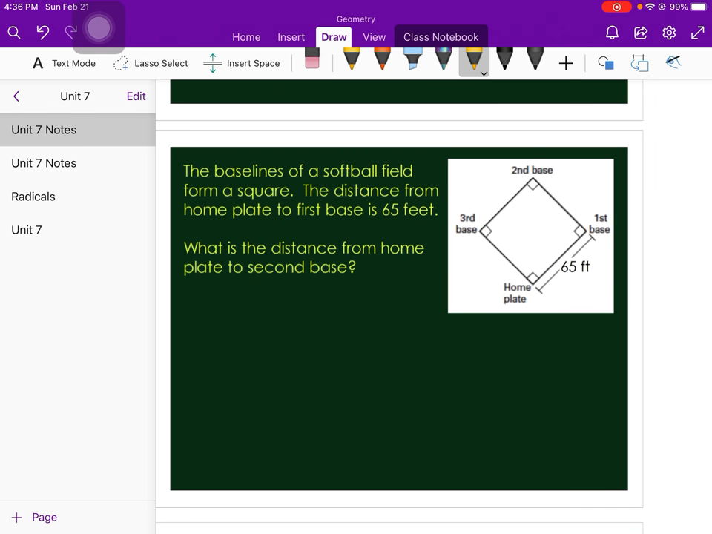The next one. The baselines of a softball field form a square. The distance from home plate to first base is 65 feet. What is the distance from home plate to second base? Now the trick here is to recognize the fact that this is a perfect square because it's a baseball diamond. So we need to create a 45, 45, 90 or a 30, 60, 90. So we're trying to find the distance from home plate to first base. Or no, we already know that, from second base to home plate. So that's going to be this distance right here.